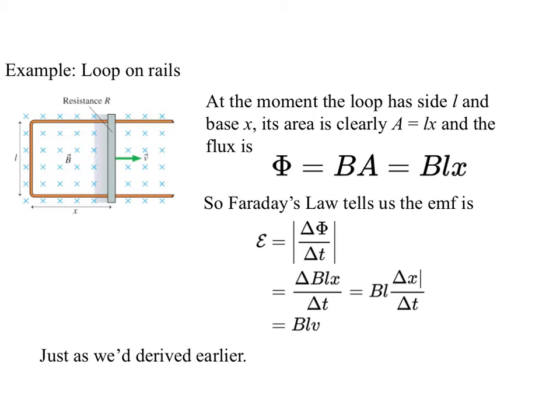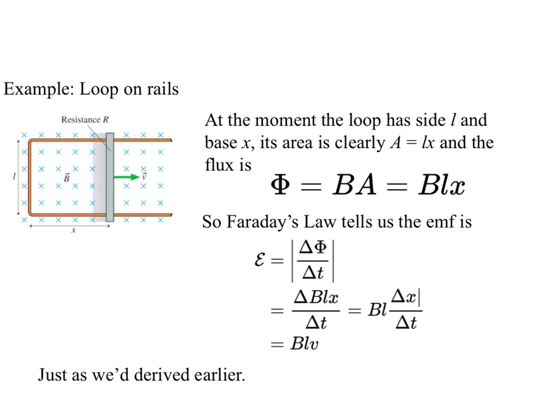As an example, let's take a loop on rails. So we have our conducting rod on conducting rails and being dragged through a field into the board. At this moment, the loop has a side L and a width x, so its area is clearly L times x. So the flux is, of course, since it's aligned with the field, simply the field times the area, or BLx.